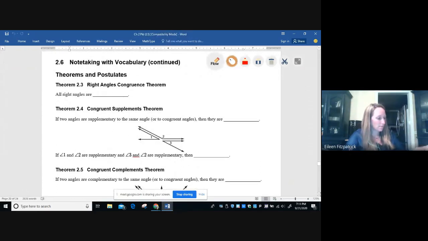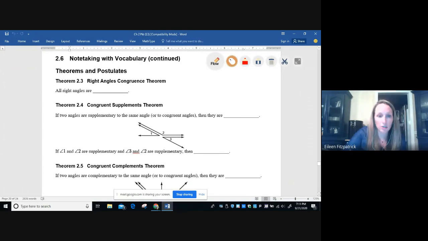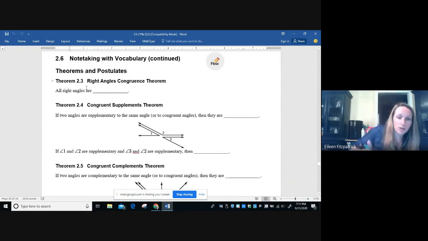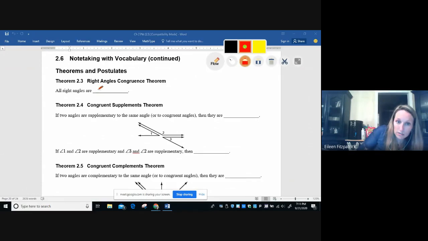So these are some important postulates that we're going to go through quickly. The first one is the right angles congruency theorem, which just says all right angles are congruent, which makes sense because every right angle is 90 degrees. So if all right angles are 90 degrees, then they're all equal in measure. They're congruent.